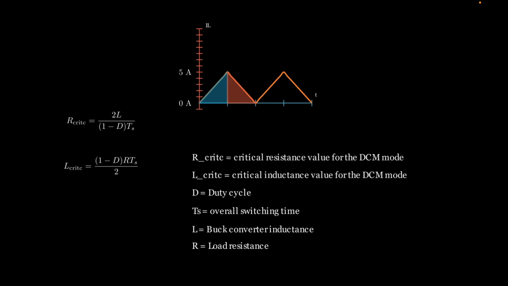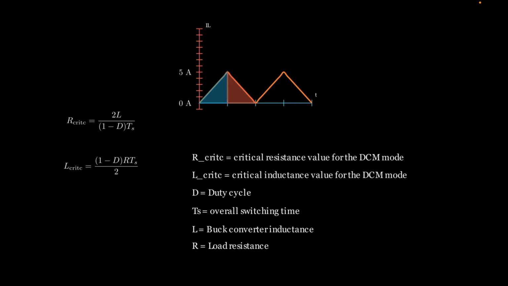If you cross this, then you will enter into the discontinuous conduction mode, and the formula for this one is R critic = 2L / ((1 - D) Ts). So this is the formula, and in this, R critic is the critical resistance that helps you enter into the DCM mode, L is the inductance of the circuit that you already have, D is the duty cycle, and Ts is the overall switching time, which is 1 divided by the switching frequency.